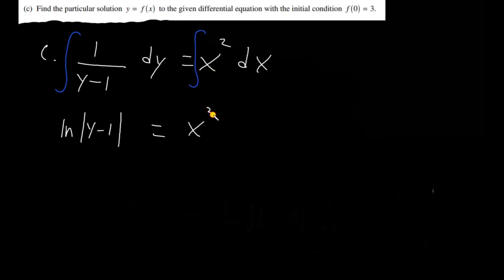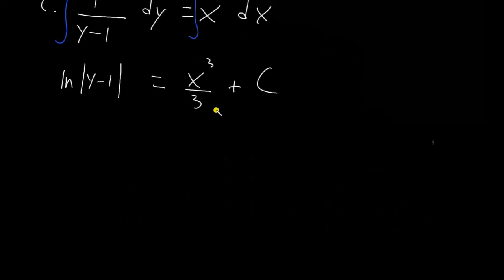Okay, so this is equal to, now if we integrate the x squared, we'll get x cubed over 3. Remember, raise the exponent by 1 and then divide by that new exponent. And then we can include a plus c. You only have to include that once because there's no point in putting two separate constants. Okay, so now we just solve for y.